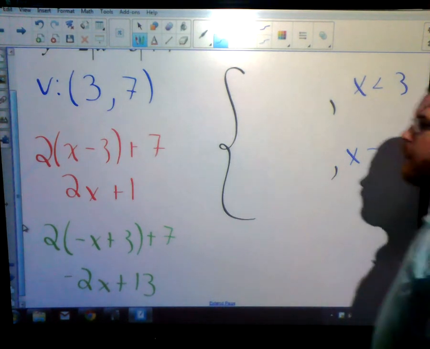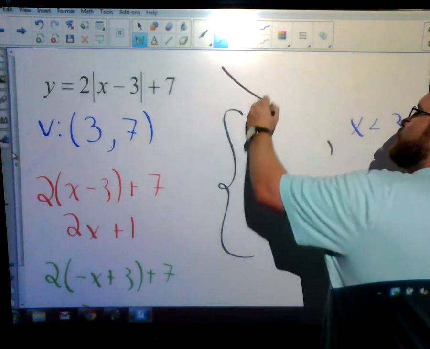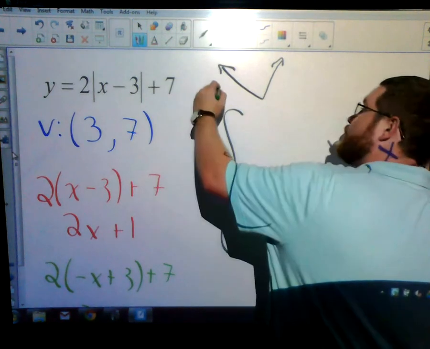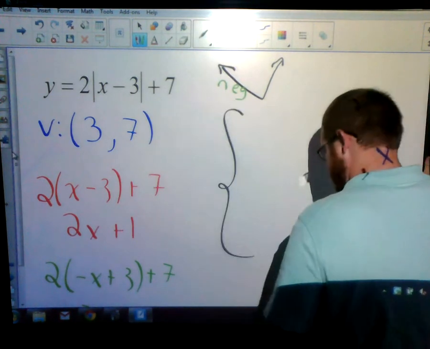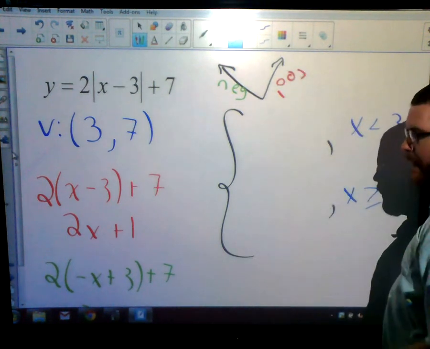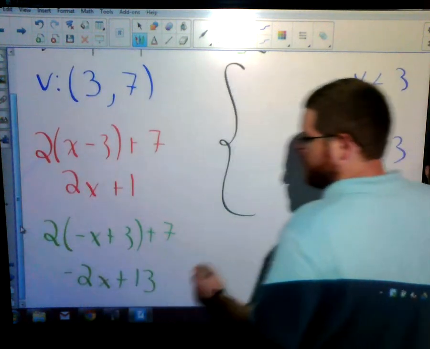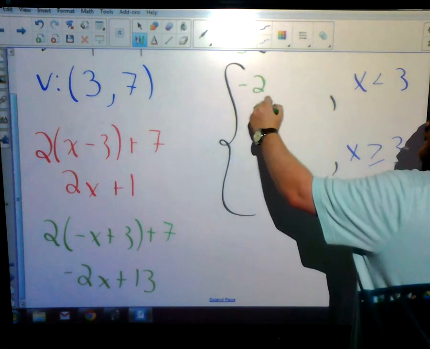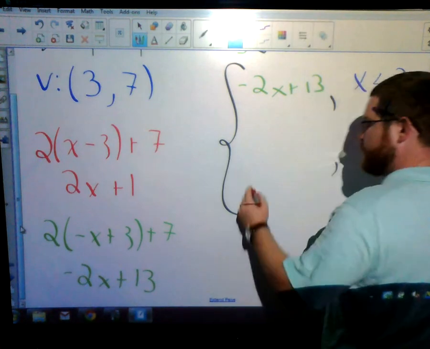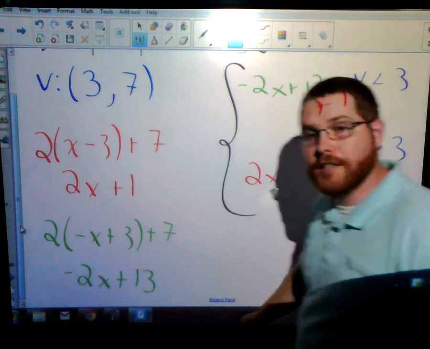But I need to figure out what this graph looks like. Well, it's a positive V, so it looks like this, which means that the negative side is first, and the positive side is second. So I'm going to write the negative slope first. The negative slope was negative 2x plus 13. And then I'm going to write the positive slope second, 2x plus 1. And that's my piecewise function.